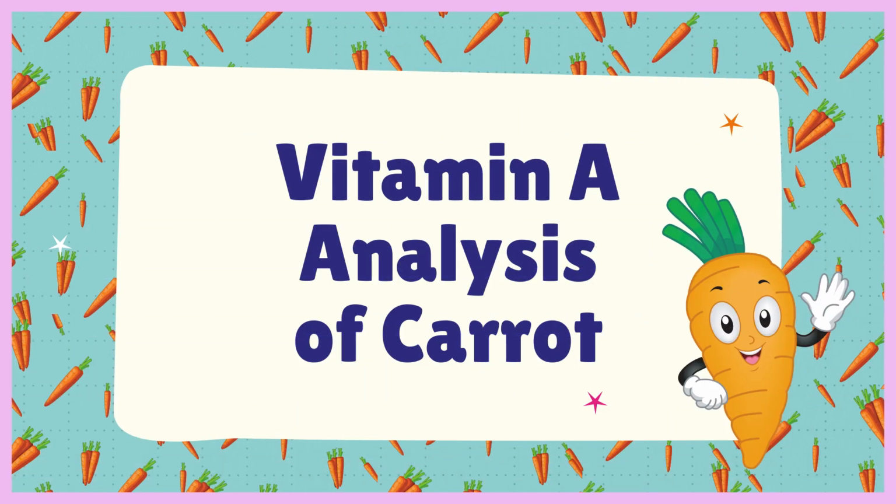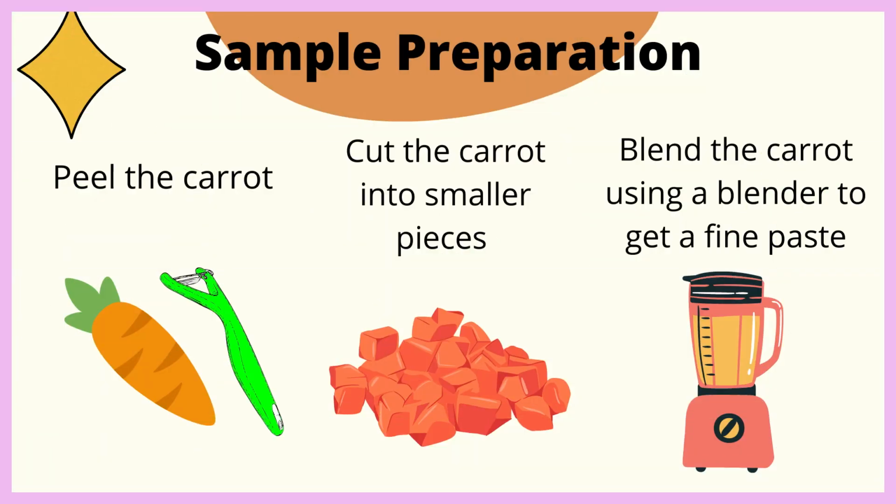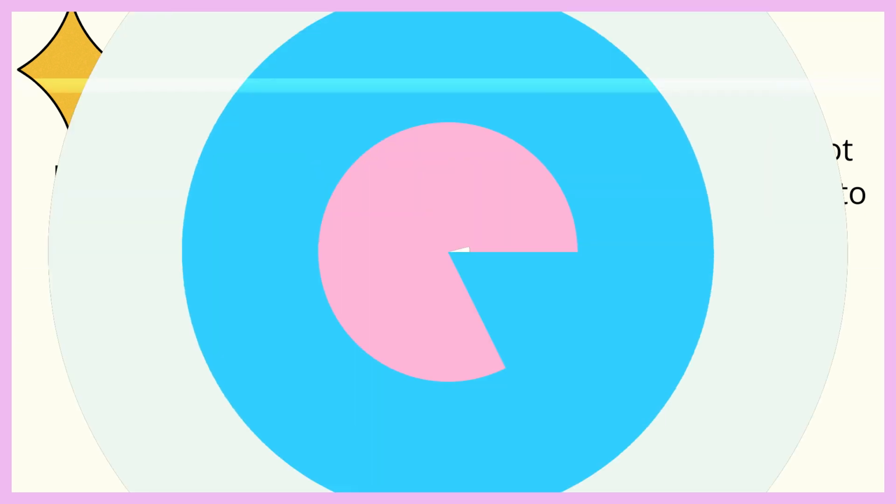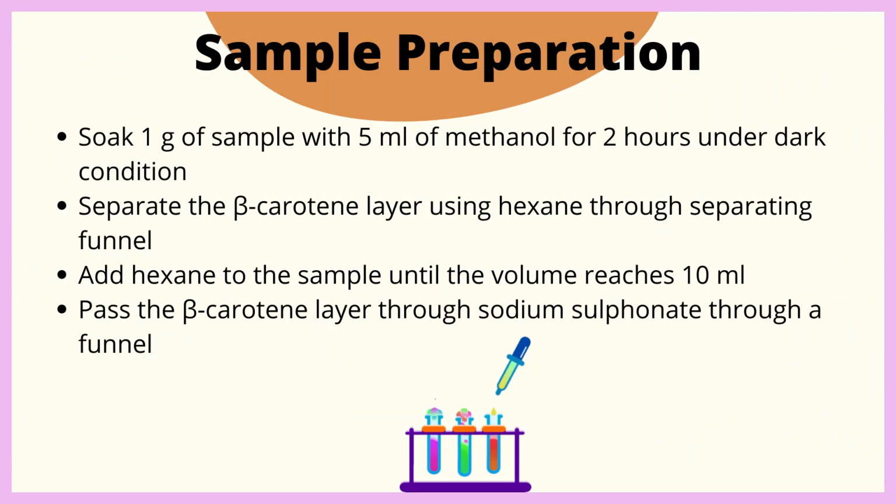Nowadays, scientists can determine the concentration of vitamins in vegetables, such as vitamin A or beta-carotene in carrots. To determine the concentration of vitamin A in carrots, the carrot sample is first prepared by being peeled, cut into smaller pieces, and then blended using a blender into a fine paste. 1 gram of the carrot paste is then soaked with 5 milliliters of ethanol for 2 hours under dark conditions.